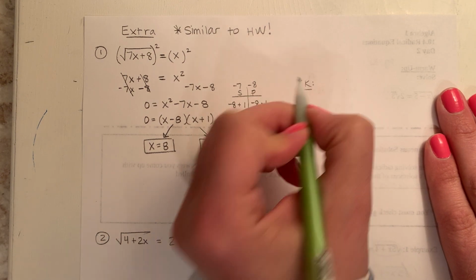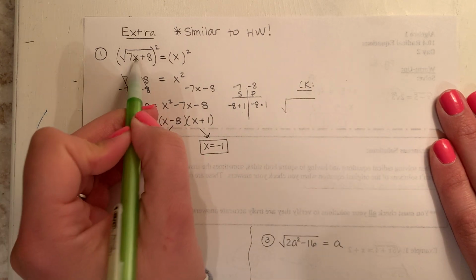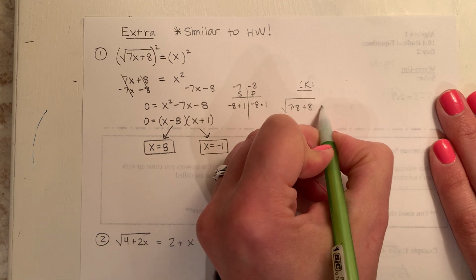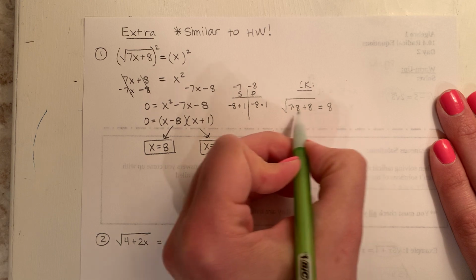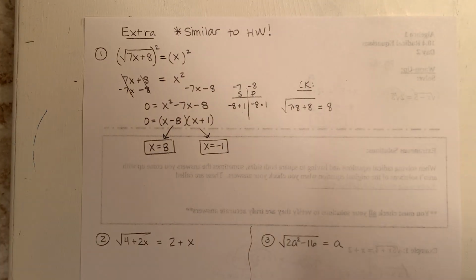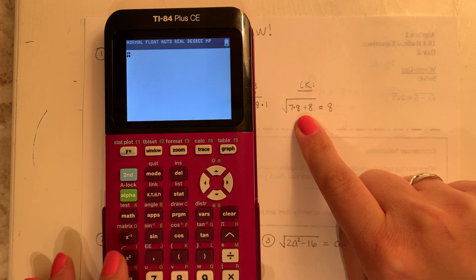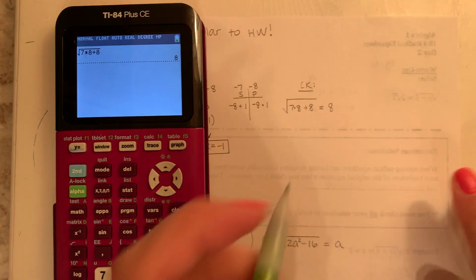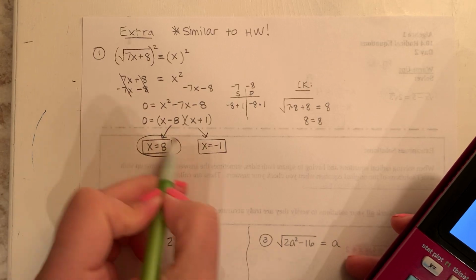So we'll do that off to the side. Going back to the original problem, I'm going to take 8 and plug it in. So I have square root of 7 times 8 plus 8. And then again, take the 8 and put it in on the right-hand side. Now, I'm going to get my calculator. I'm hoping the entire left side is equal to 8. So let's try it out. Square root 7 times 8 plus 8 equals, yay, I get 8. So that answer is good. We can keep the answer of x equals 8.